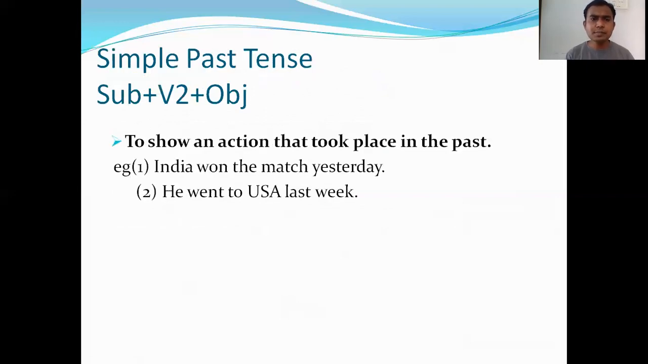Next topic is simple past tense. We use simple past tense to talk about an action that took place in the past. Like India won the match yesterday. We went to USA last week. It is an activity that happened in the past. So we have subject, verb 2, and object.